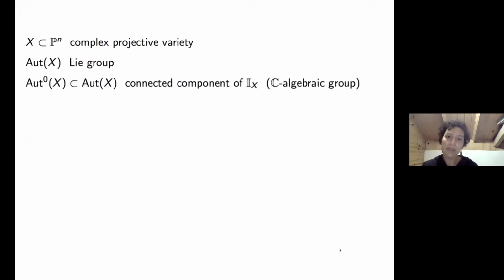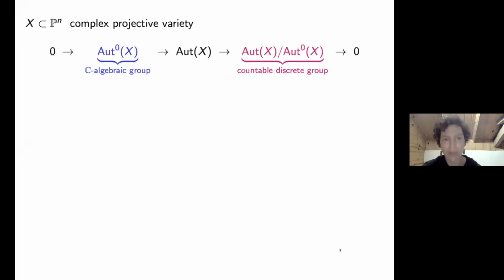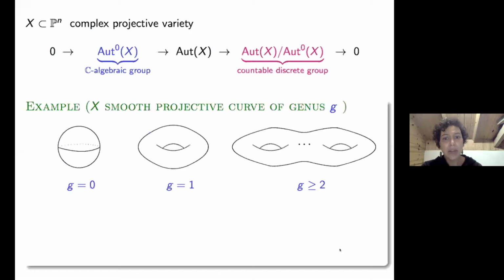And it turns out that we can subdivide our automorphism group into pieces. We can look at the connected component of the identity. As I said, this is a complex algebraic group. And then the quotient is a countable discrete group. These 2 pieces may reflect different aspects of the geometry of X. Let me give you an example, a very basic one, which is that of a smooth projective curve of genus g.